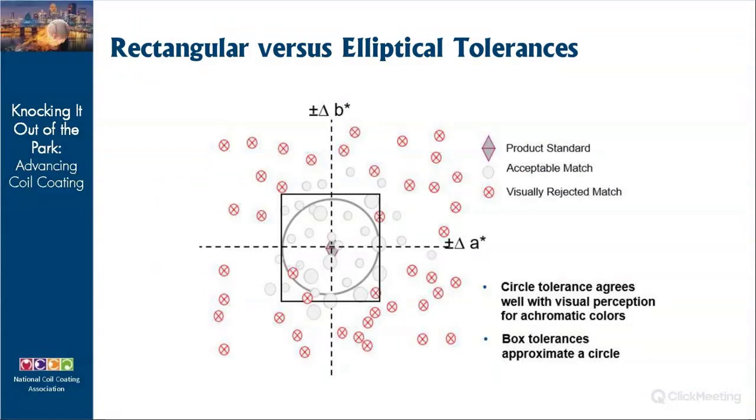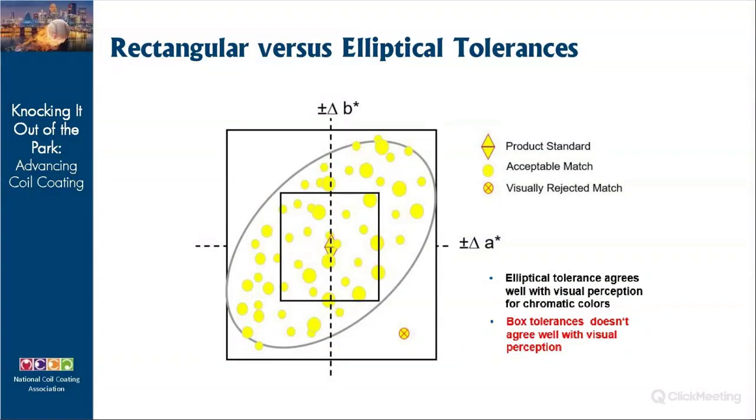What you see here is an example where we have our product standard in the center, and all of these white bubbles represent visually acceptable color matches, and the ones with the X's are the ones that visually fail or are rejected. The box tolerance in this case closely represents what we see visually, which would be the circular or spherical tolerance in three-dimensional color space. And this is fairly accurate for achromatic or neutral colors.